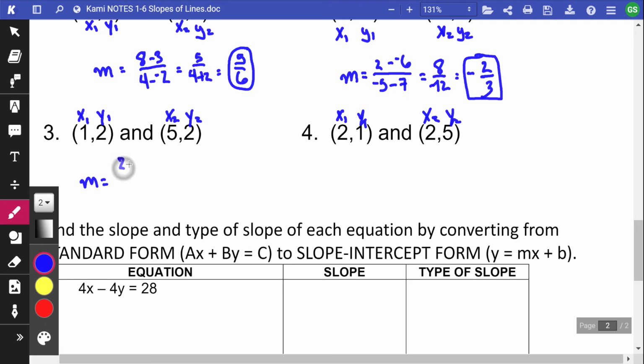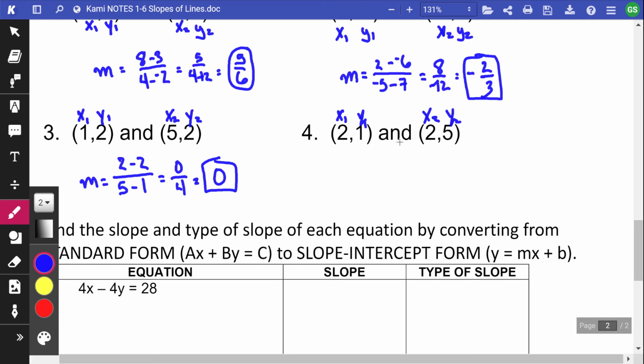So we got 2 minus 2, 5 minus 1. Remember, delta y over delta x. That's 0. Right away, I see a 0 in the numerator, so I know that's going to be a horizontal line. Doesn't matter what this bottom number is. So the slope is 0. What did we say a 0 slope is? Is it horizontal or vertical? If you said horizontal, you got it right.